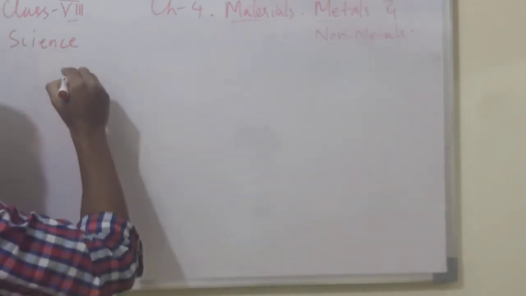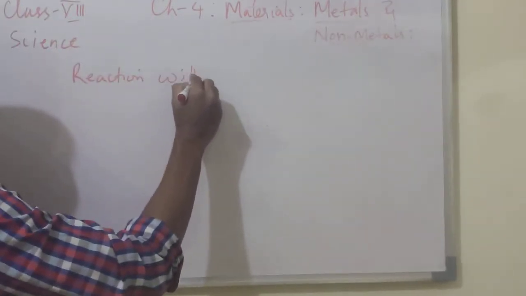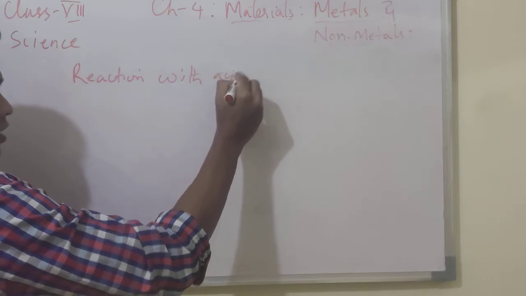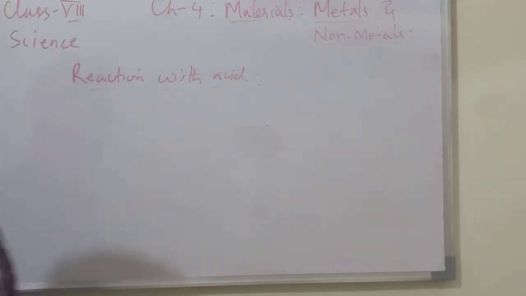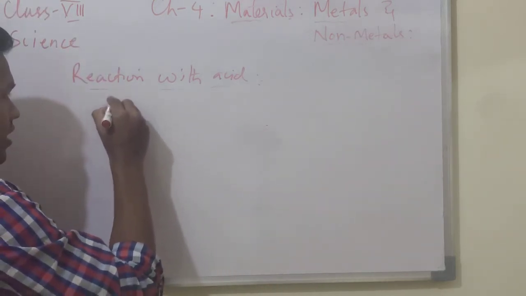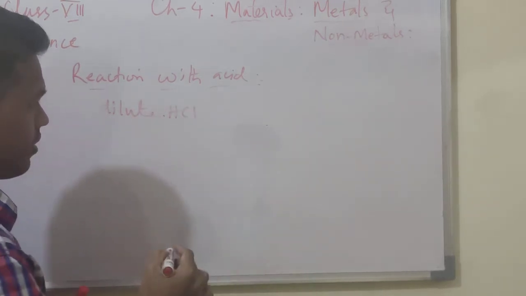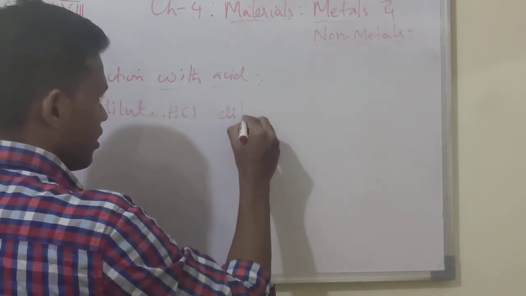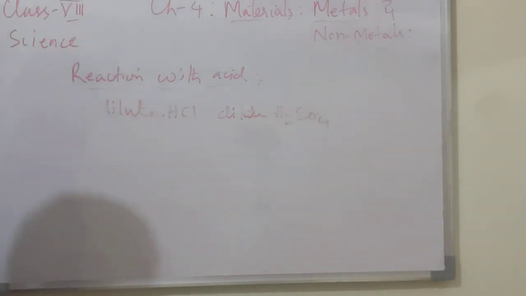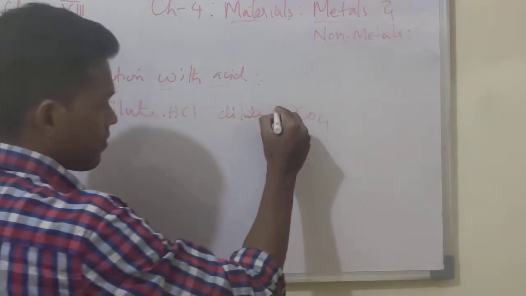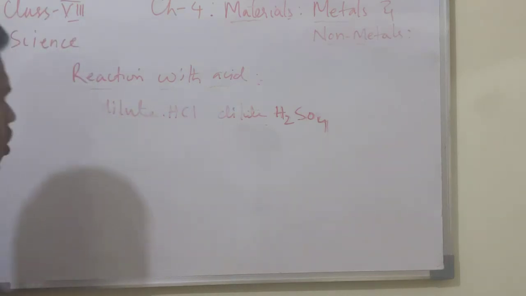Reaction with acid. Here we are taking dilute HCl and another acid, dilute sulfuric acid, H2SO4. What is dilute?